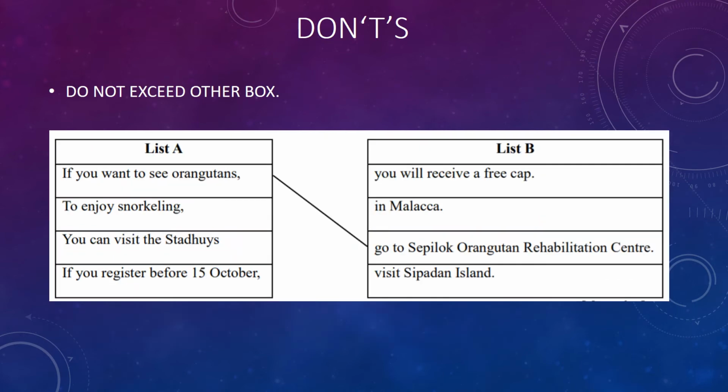The second one: do not exit other boxes for these matching questions. For an example, if you register before 15 October, the answer is you will receive a free cap. So 1 mark for that. Next one, to enjoy snorkeling, visit Sipadan Island. But then the line exits the box on top, and goes to Sepilok Orangutan Rehabilitation Centre. So make sure when you match or when you tick, it is within the box. And that one is 0 marks.